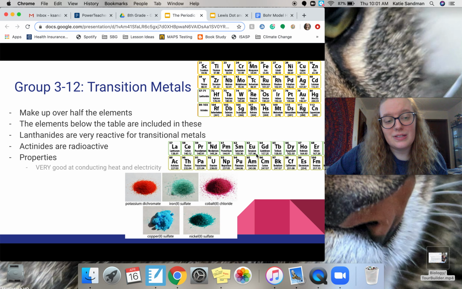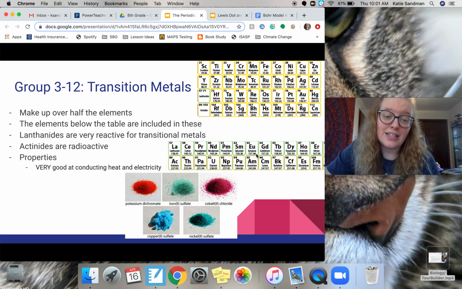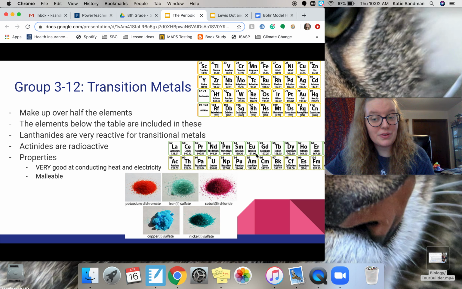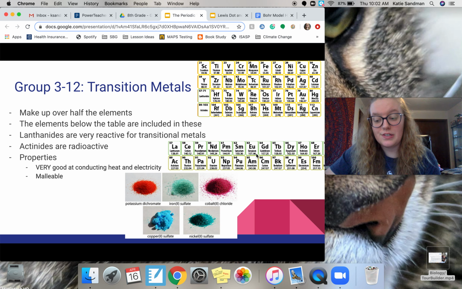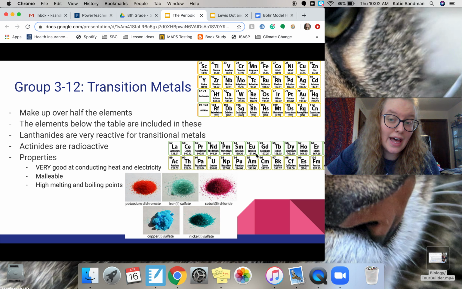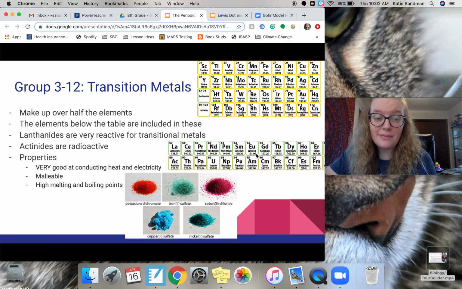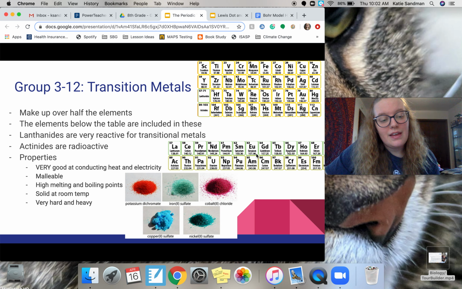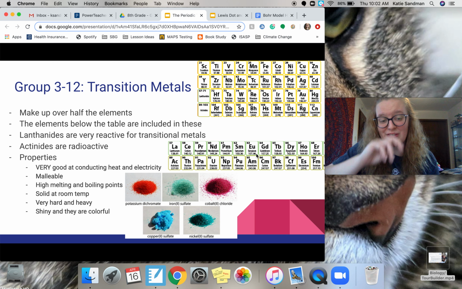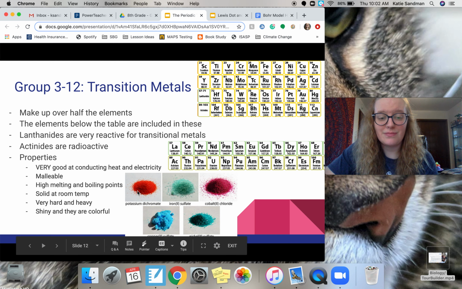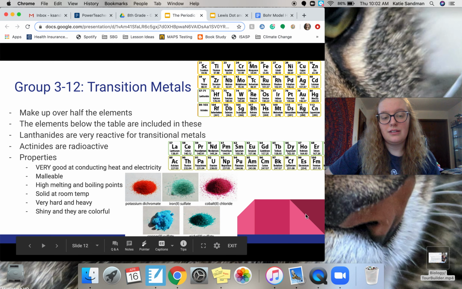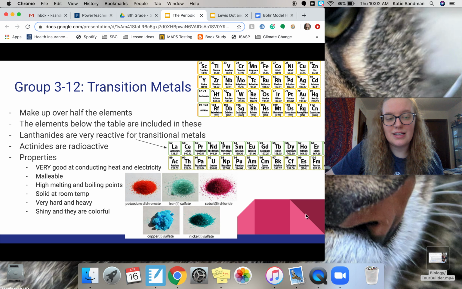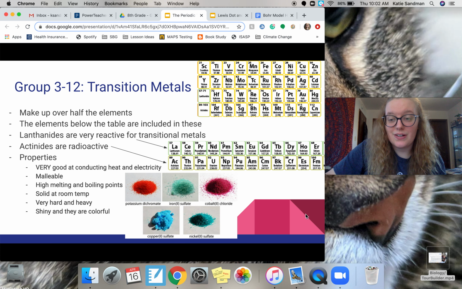And our properties of transition metals: they are very good at conducting heat and electricity. They are malleable, so remember they can be formed into thin sheets. They have very high melting and boiling points. They are solids at room temperature. And they are very hard and heavy. And along with that, they're also shiny and colorful. So here are some different elements down there. So, like I said, there's our lanthanides, and there's our actinides.